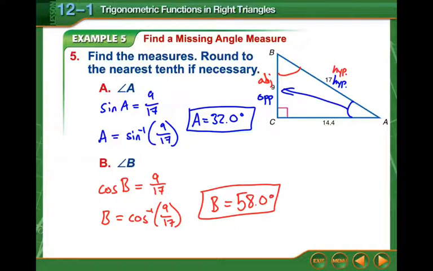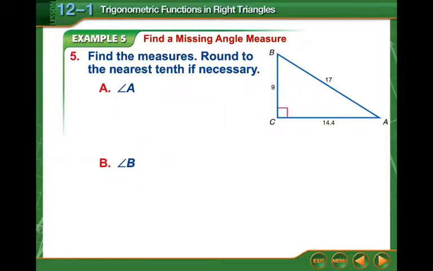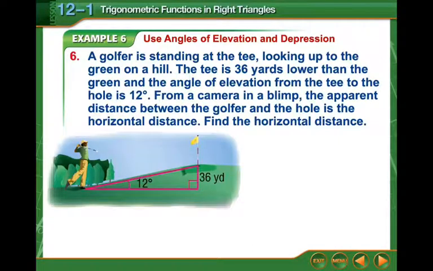All right, so let's take a look at number 6. Moving along. We're already at 20 minutes here, and we're only on number 6. So here we are looking at elevation and depression angles. A golfer is standing at a tee looking up at a green on a hill. The tee is 36 yards lower than the green, and the angle of elevation from the tee to the hole is 12 degrees. From a camera in a blimp, the apparent distance between the golfer and the hole is the horizontal distance. So we want to find that.